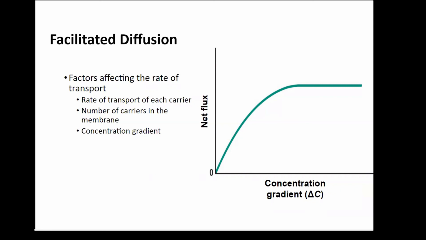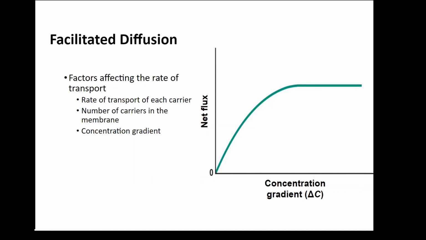Another thing that's going to affect our rate of facilitated diffusion is the number of carriers in the membrane. So this is kind of like with simple diffusion, where we're talking about how surface area affects the rate of simple diffusion. So our analogy here in facilitated diffusion is the number of carriers, because we're still relying on those particles coming into contact with the membrane. But in this case, specifically, they have to come into contact with one of their carriers on the membrane.